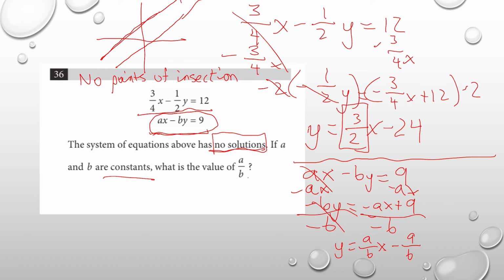So looking here, it asks for the value of a over b. Well, a over b seems to correspond to this 3 over 2, since we know the slopes have to be the same. Therefore, a over b is just 3 over 2, and we have our answer right there. Since they have the same slopes, that confirms that they have no solutions, since they'll never intersect.